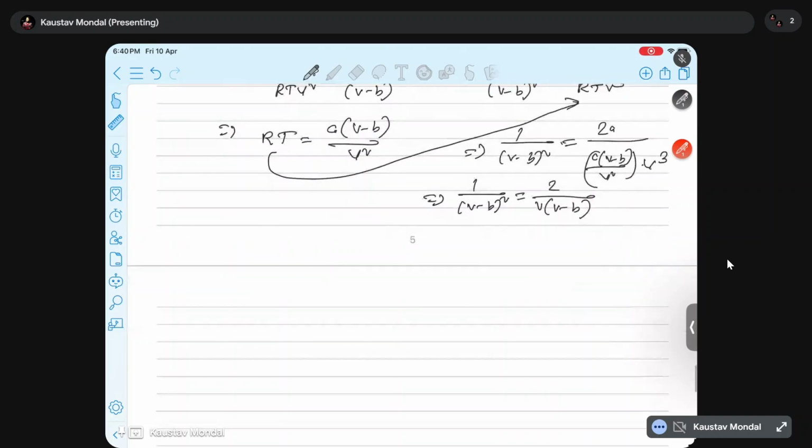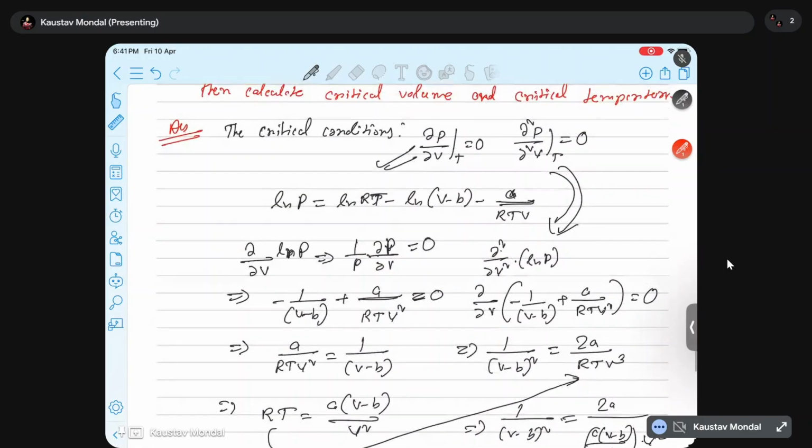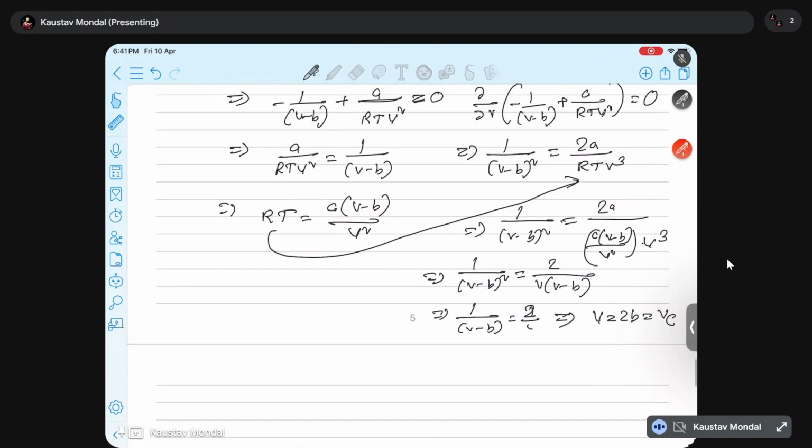Now from here, you can cancel V by V. So 1 by V minus b equal to 2 by V. To solve this, you will get V as 2b. Since V is nothing but Vc, that is the critical volume. Since you got Vc, it's easy to get Tc also. Tc you can easily get using this relation. Just substitute the Vc here.